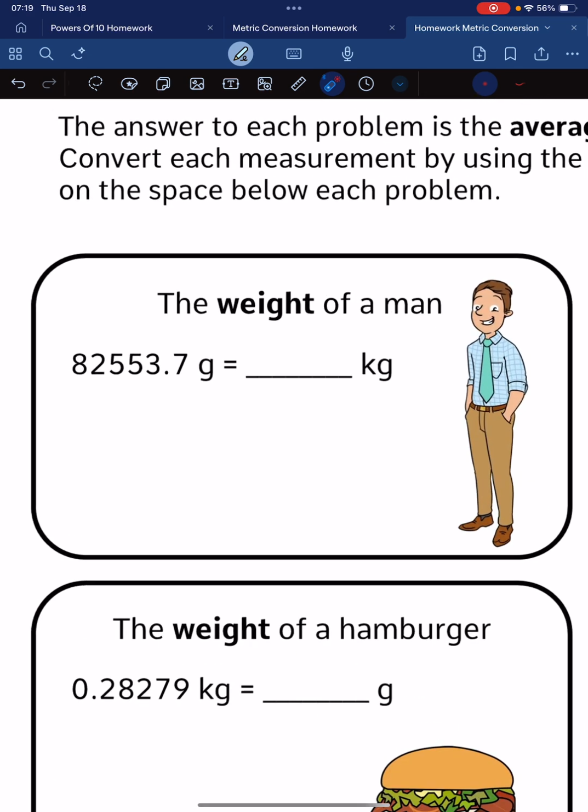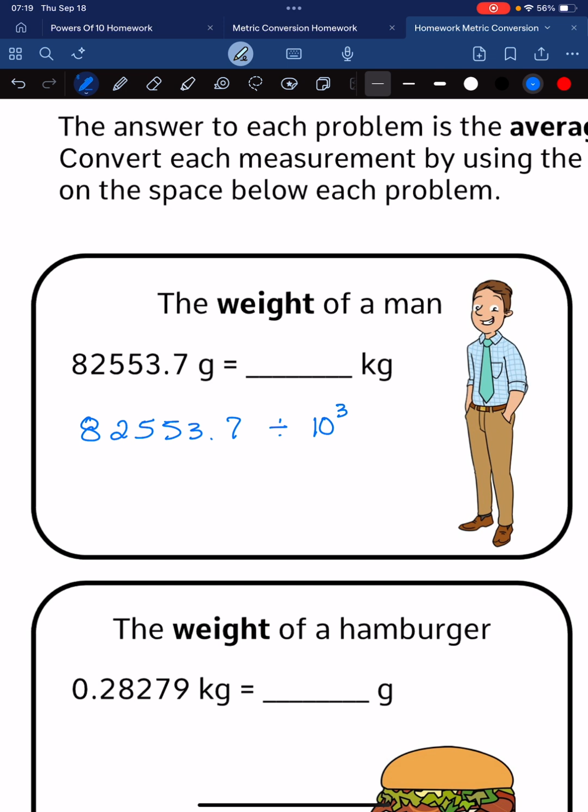So now that I know what I need, we can make this look more familiar to us, just like the problems from last week. And I can rewrite this as 82,553 and 7/10 of a gram. Okay, and I'm going to multiply that by 10. Just kidding. I'm going to divide that by 10 to the 3rd power.